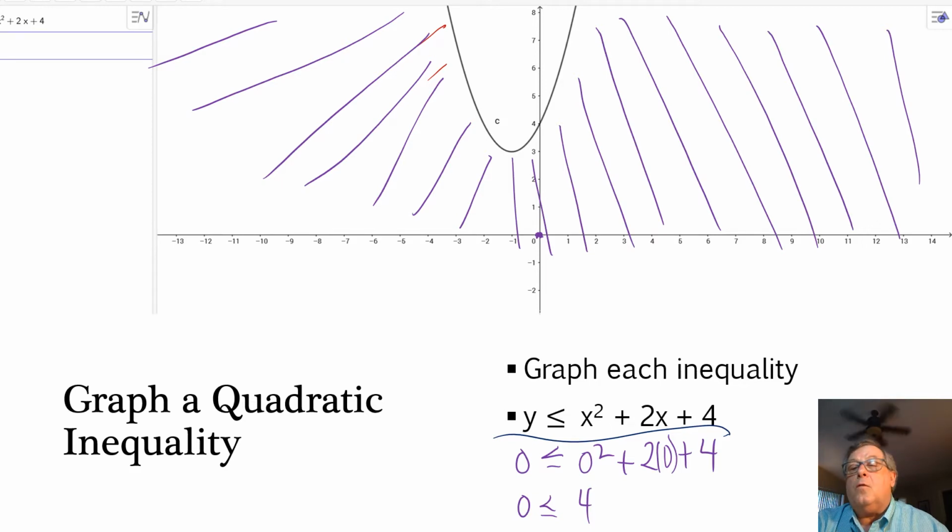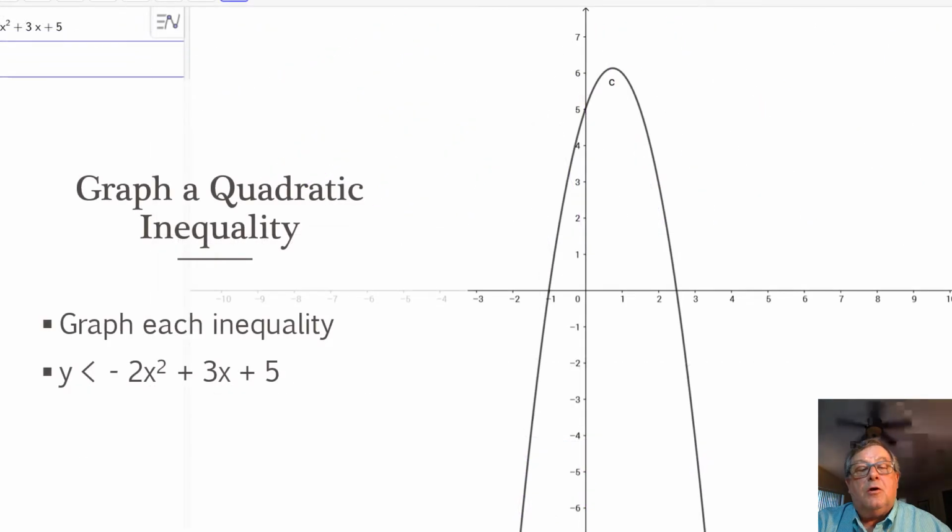Now let's look at another one. I did it the same way. I graphed it in GeoGebra. I graphed it as an equality. And by the way, if it's just a less than or greater than, it should be a dashed line, not a solid line. But again, I graphed this as an equality so that we could illustrate using the test point.